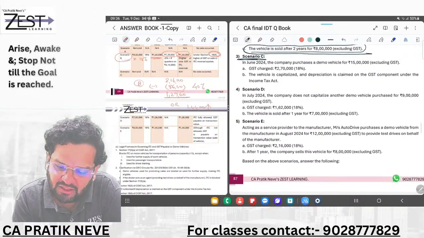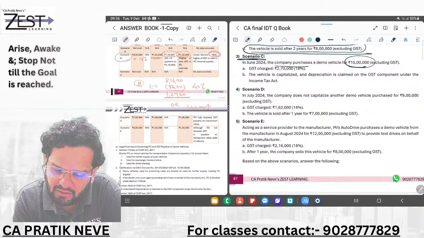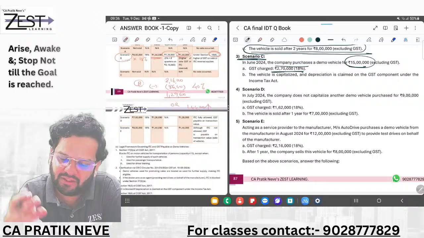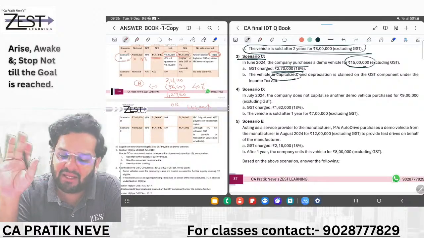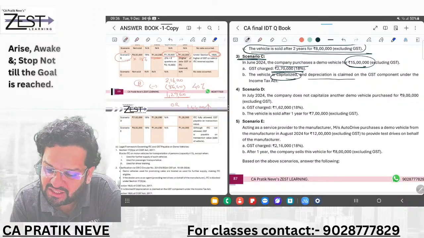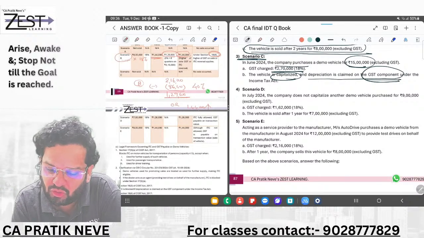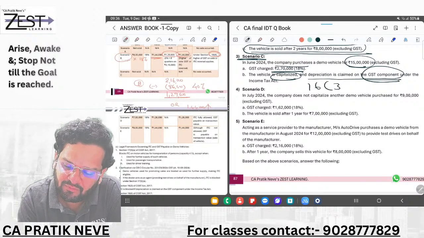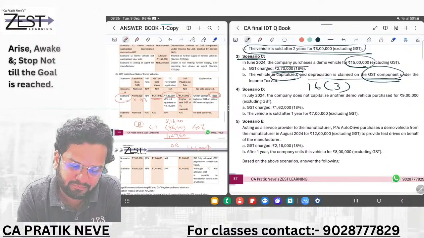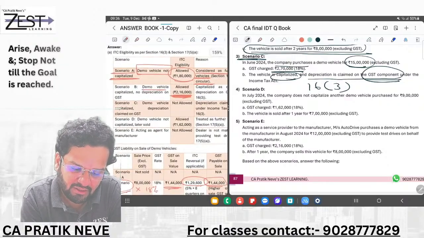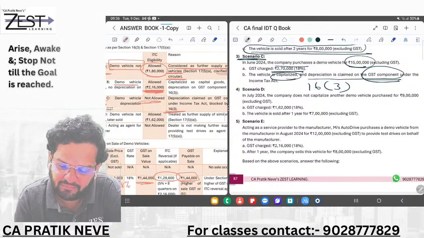Scenario C, in June 24, company purchased demo vehicle for 15 lakh. GST is 2,70,000. Very simple. The vehicle is capitalized and depreciation is claimed on the GST component also. So 16(3), no ITC will be available. See, no ITC. In scenario C, not allowed as per 16(3).